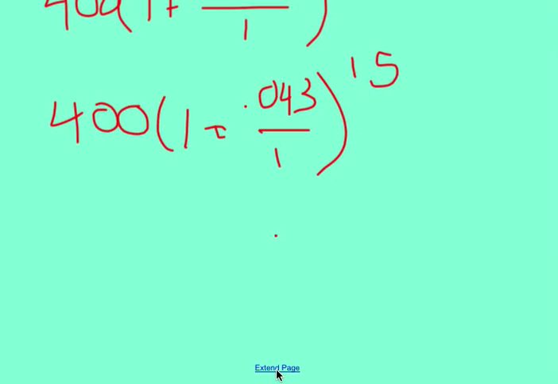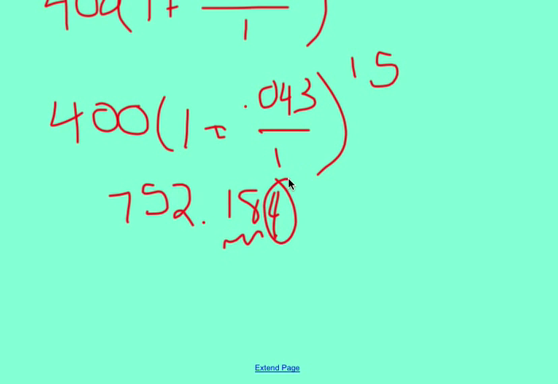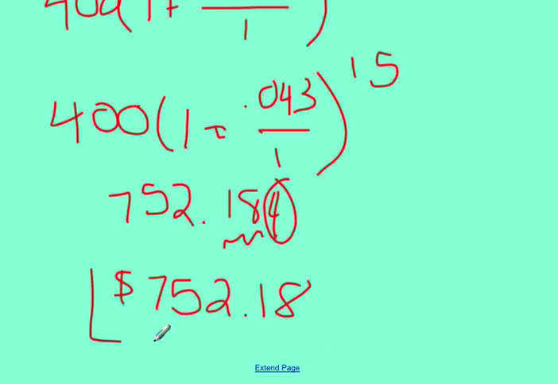I strongly encourage you to have a calculator out and try typing it along with me so that you make sure you get the right answer. So 400 times 1 plus 0.043 divided by 1 raised to the 15th power is 752.814. Again, we only want 2 decimal points. Well, since this is below 5, we can just cut it off. So that makes our answer $752.81. So that's your final answer for number 4.